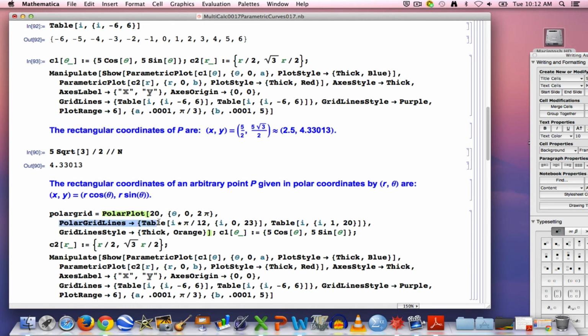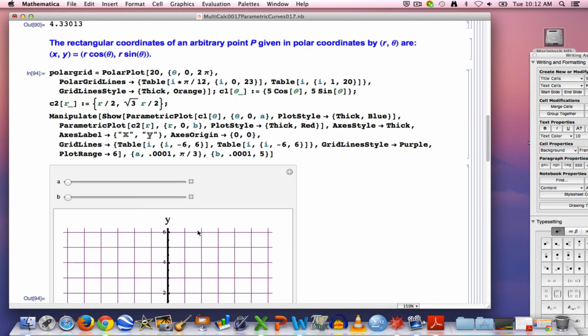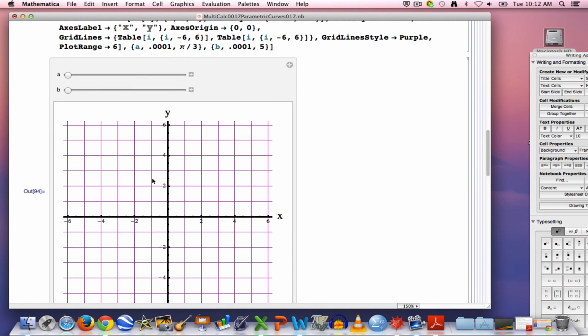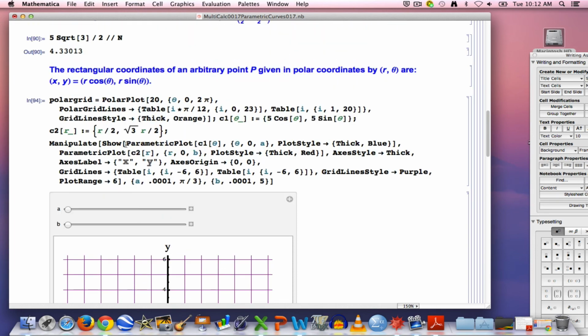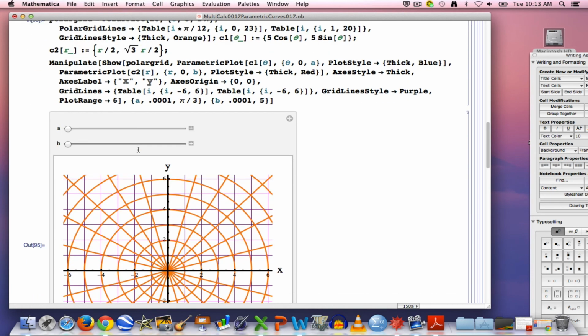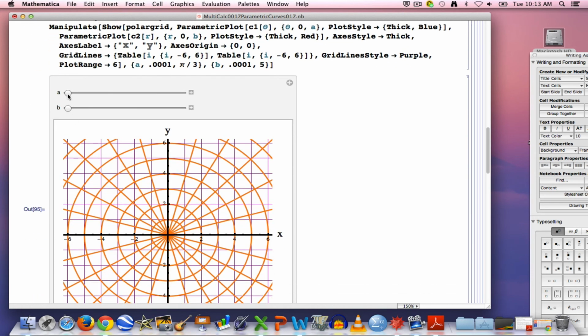I do have polar grid lines here that are going to make a polar grid like I showed you at the very end of the last video, and I'm going to make it orange. This will be our last thing to look at before the exercise. I need to actually put it in the Show here as well. PolarGrid is what I've named this polar plot, so I need to put that within the Show. And now I have a polar grid on top of the rectangular grid, and we can once again see the relationship between everything. I would encourage you to think about this.